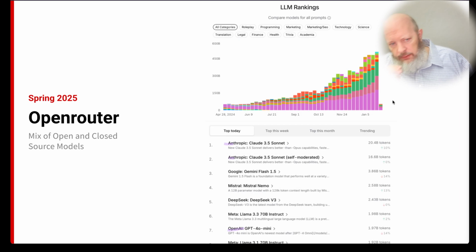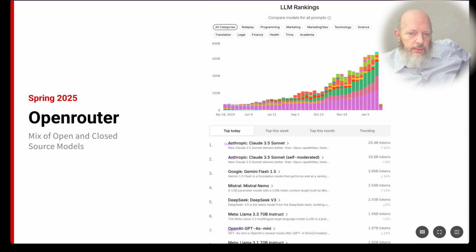Now, one of the sites I use a lot is OpenRouter, and OpenRouter is just an aggregation of different models. This is my OpenRouter account, but it doesn't show that. But if we look, this is LLM ranking from OpenRouter. This is from yesterday, I don't know, February 2nd, 3rd, 4th, something like that. So let's look at what we have.